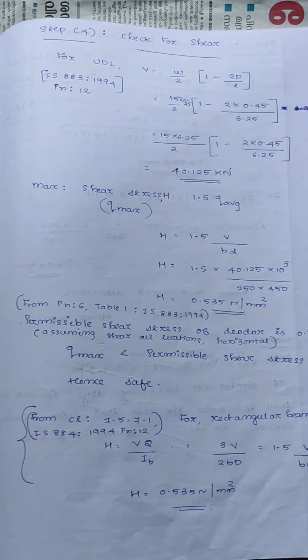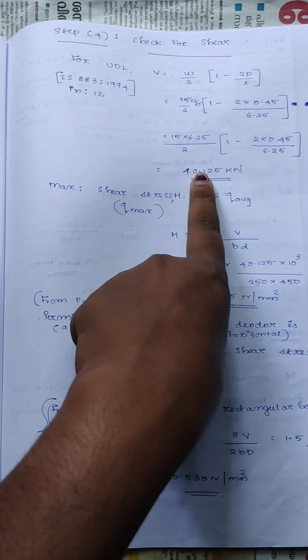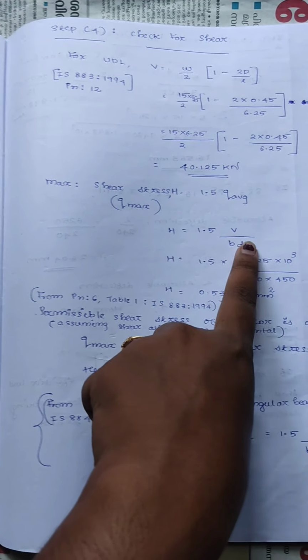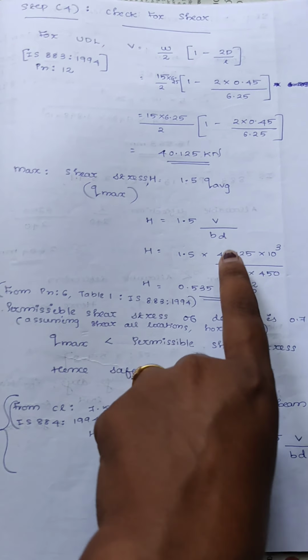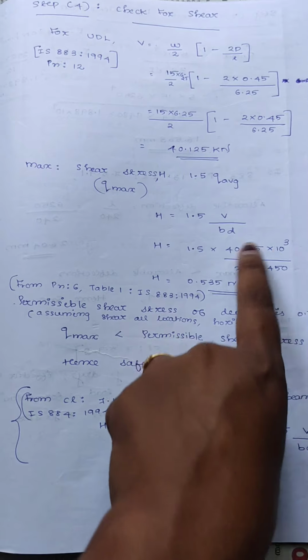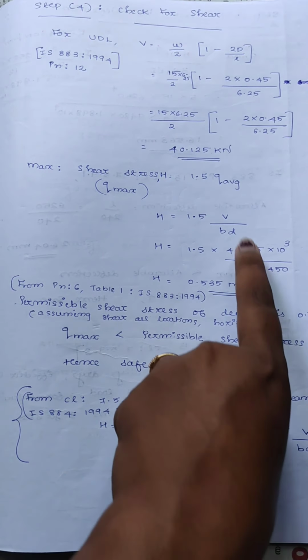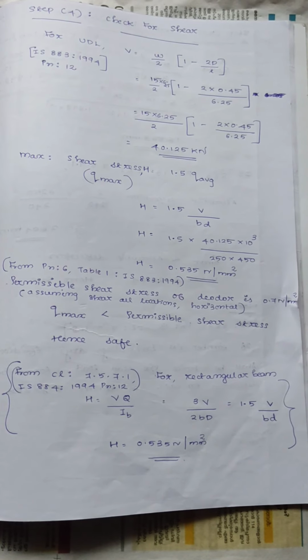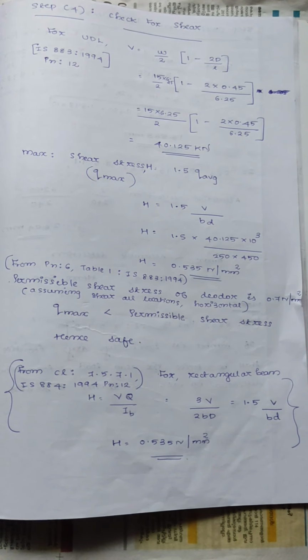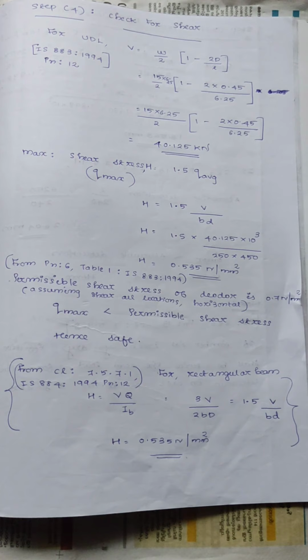Then substitute the value for V in the equation for maximum shear stress, that is H is equal to 1.5 into, instead of V, 40.125 into 10 raised to 3 divided by B into D. B is 250 and D is 450, so we will get H is equal to 0.535 Newton per mm square.